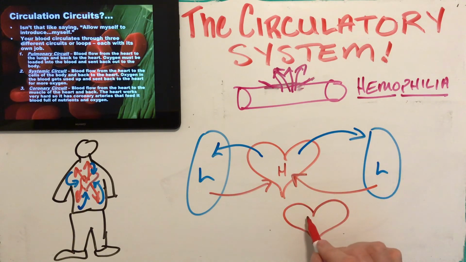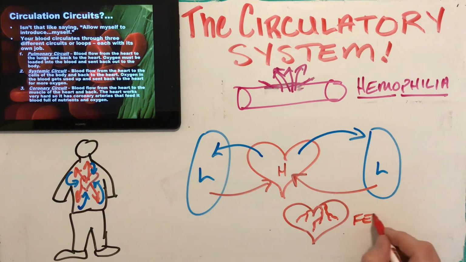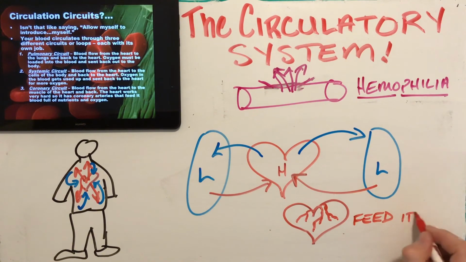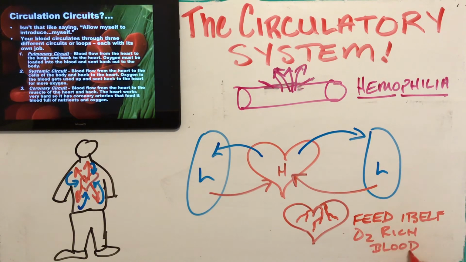So what happens is the heart has coronary arteries that come down the sides of it like this, and it feeds the heart muscle. And so the heart pumps blood out, it feeds the muscle, and then that oxygen depleted blood, because the heart muscle ate up the oxygen, returns back to the heart. So it's the heart feeding itself oxygen-rich blood. And that is called the coronary circuit.